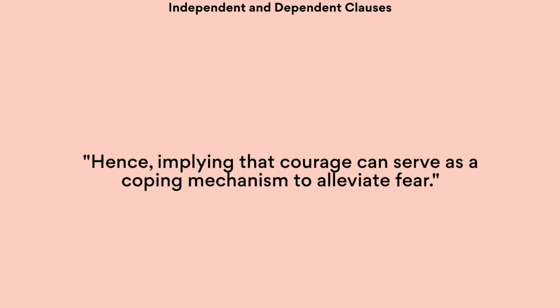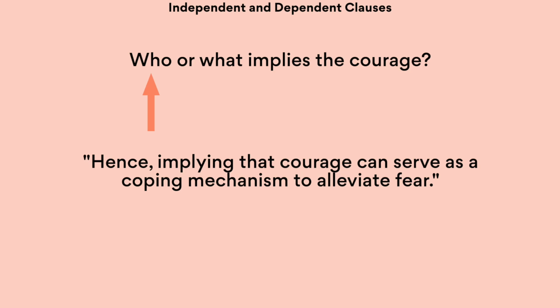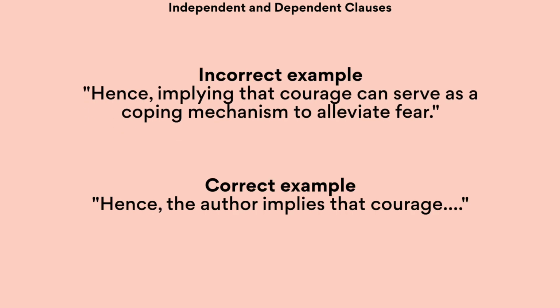Let me give you another example. "Hence, implying that courage can serve as a coping mechanism to alleviate fear." So the main subject in this sentence is actually missing. Who or what actually implies the courage? So to rework this, to add that independent clause, it would be, "Hence, the author," that's the independent clause, "implies that courage can serve as a coping mechanism to alleviate fear." So that last bit is a dependent clause.